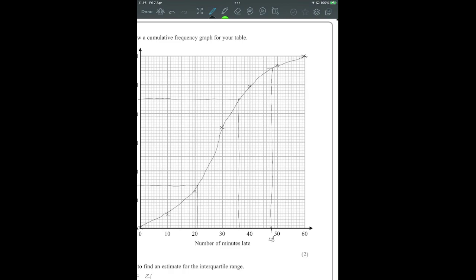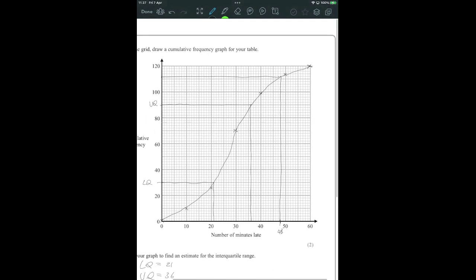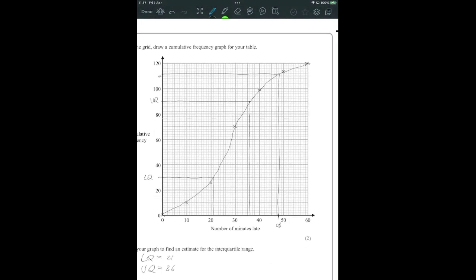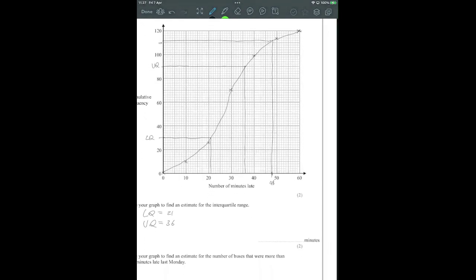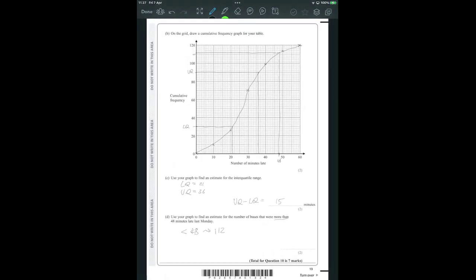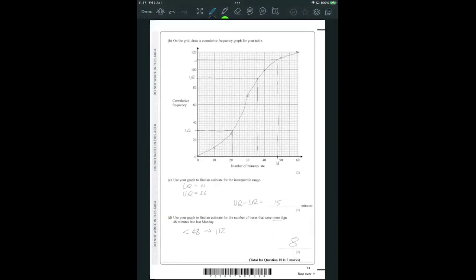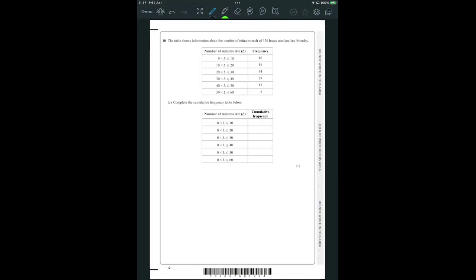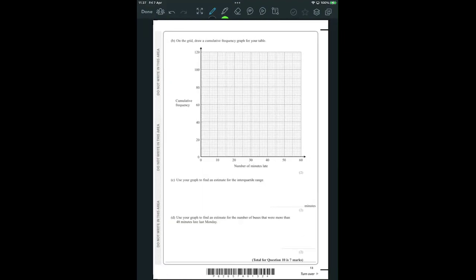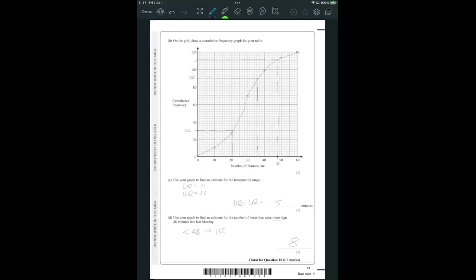And then I'm going to go across. And I'm going to read that off. Well, that bit there was 110, so that looks like 112. So less than 48, or 112. We wanted more than 48, so we wanted the opposite side, 120 in total, so that means there are 8 which are longer than 48 minutes. Again, that seems reasonable. We knew that from 50 to 60, there were 6 buses. So from 48 to 60, being a little bit more than 6 makes a lot of sense.